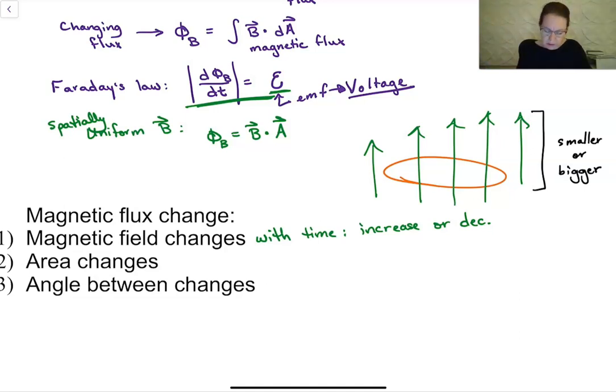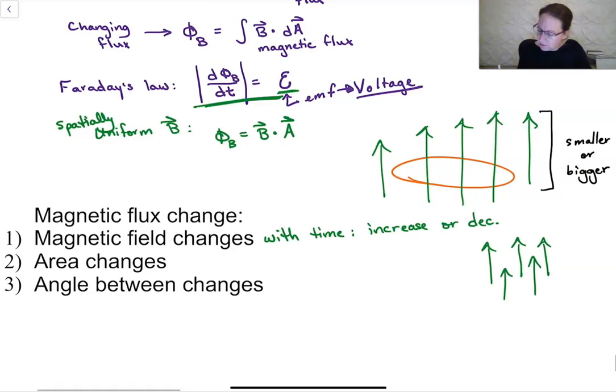We're turning the field up or we're turning it down or moving a magnet away, which reduces the field. The area could also change, so I could have the same situation where the area that this field is going through is shrinking. So you have a ring like this and it's getting smaller. It shrinks down in size.